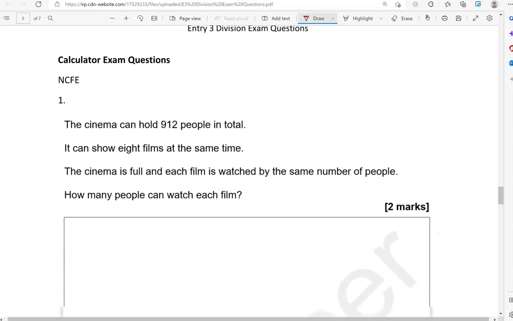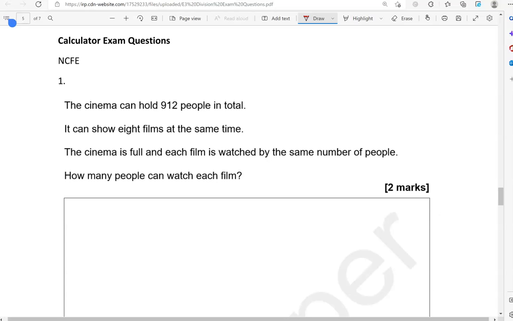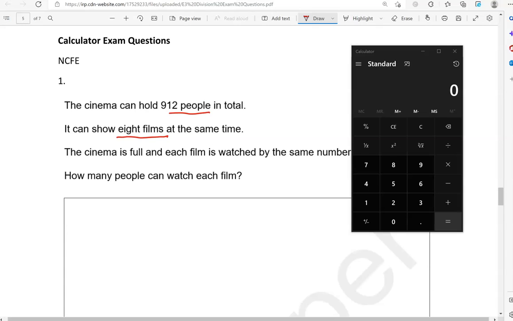Now we're moving to the calculator questions. The cinema can hold 912 people in total. It can show 8 films at the same time. The cinema is full and each film is watched by the same number of people. How many people can watch each film? So we're going to do 912 divided by 8. Which is 114.